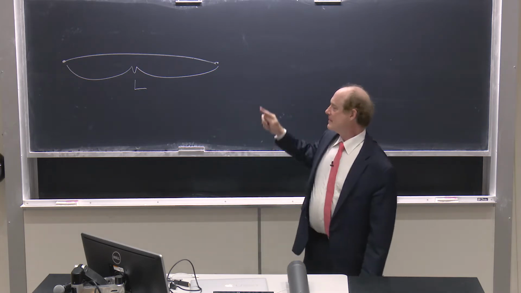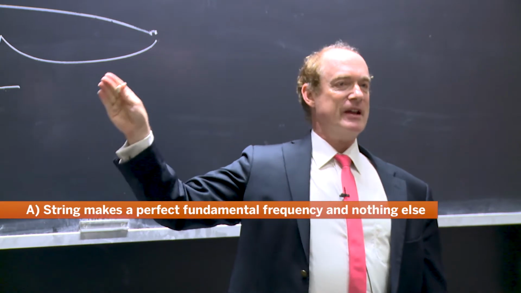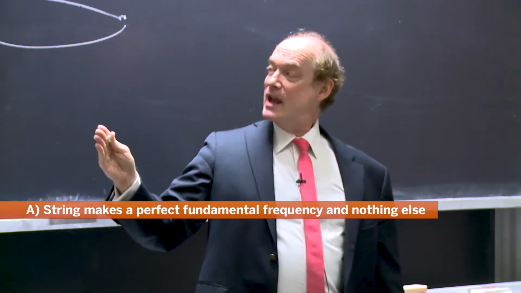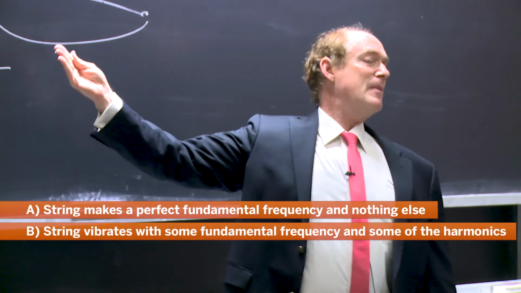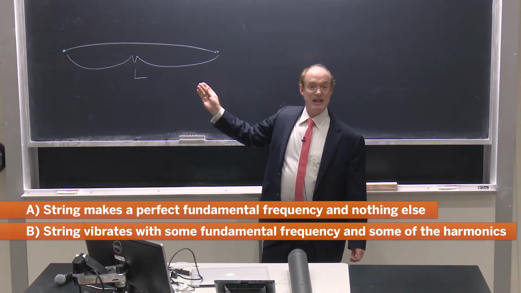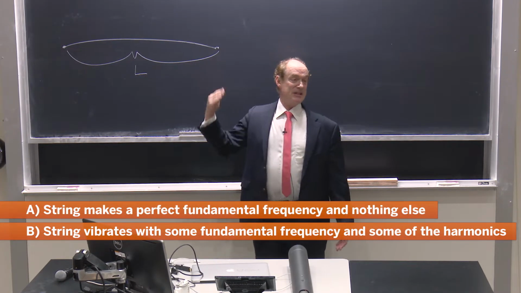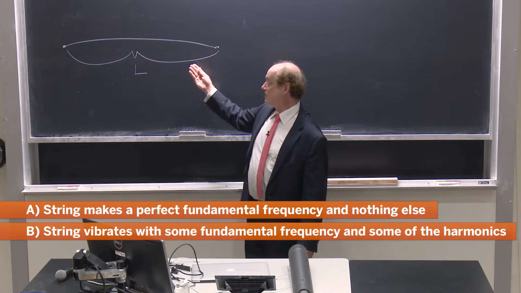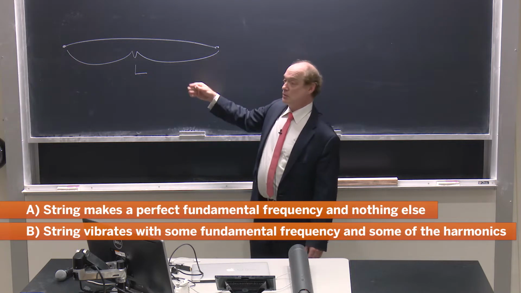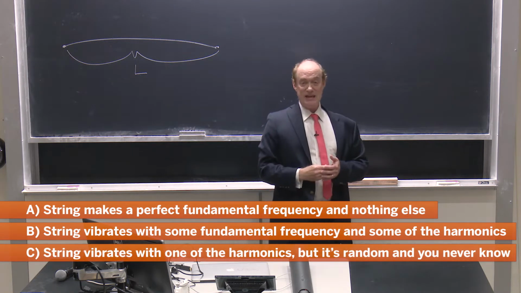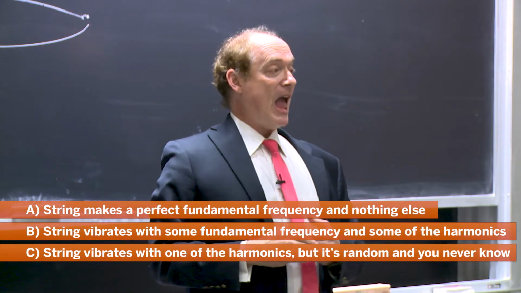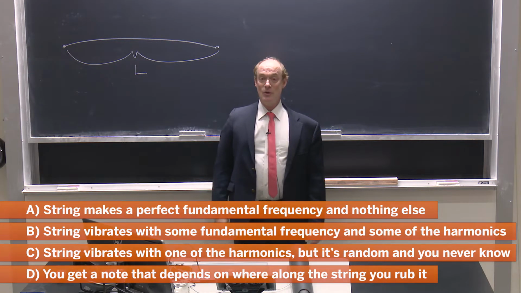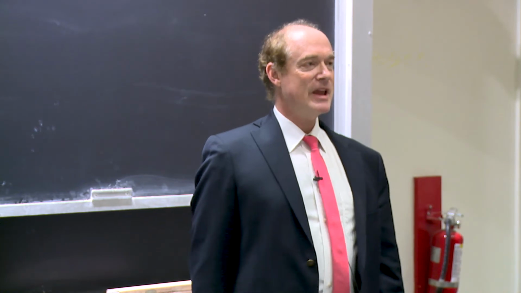First of all, the string makes an absolutely perfect fundamental frequency and nothing else. Second, the string vibrates with the fundamental frequency and some of the harmonics in a very precise way, so that the size of each harmonic is always pretty much the same in relation to the fundamental. Third, you get one of the harmonics, but you never know which one you're going to get in advance until you do the rubbing. And fourth, you get a note that depends on exactly where along the string you rub it. Okay? You've made your guesses?